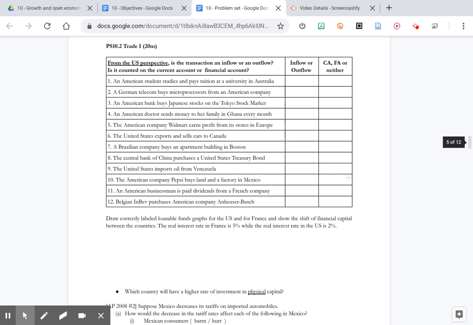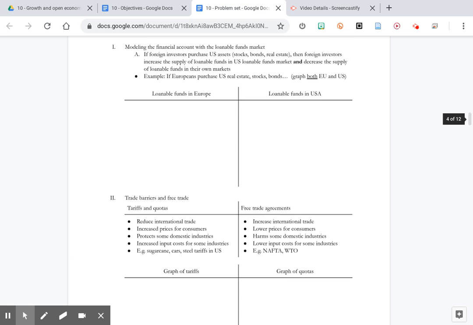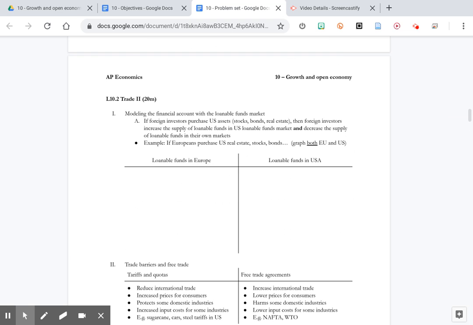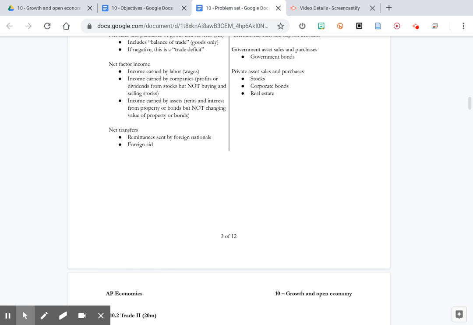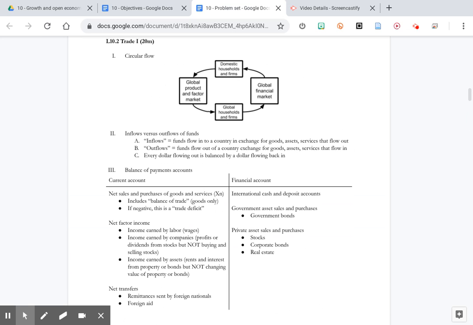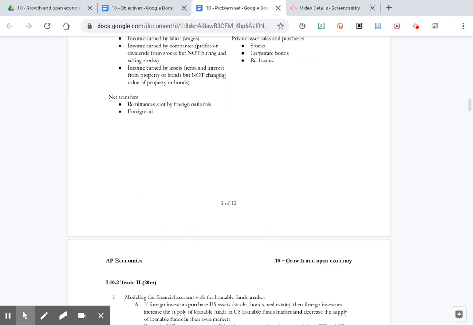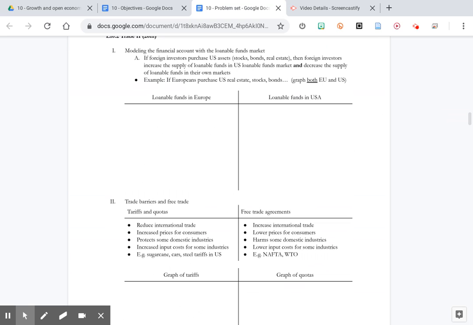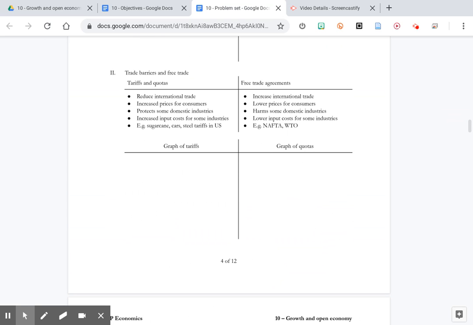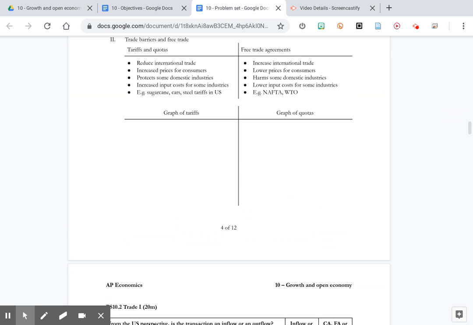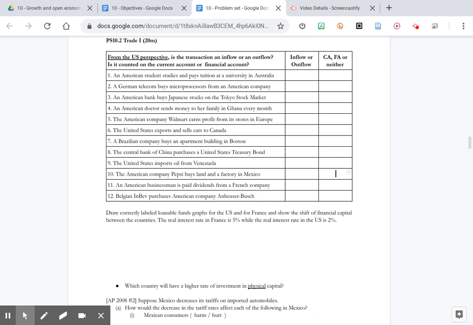Okay, so we're going to do some practice problems here based on the two lectures that we did already on trade. These two lectures were about the current account and the financial account, and then thinking about how do we model the financial account with the loanable funds market, and then some basic ideas about barriers and free trade. So let's go ahead and get started.